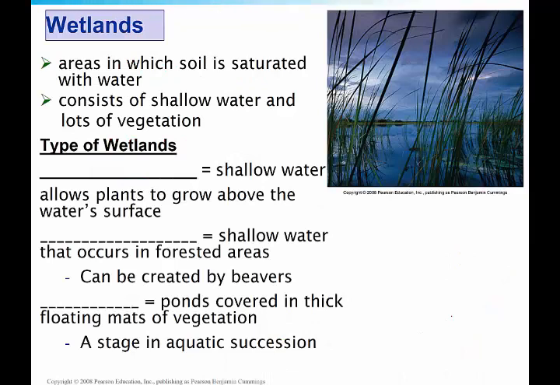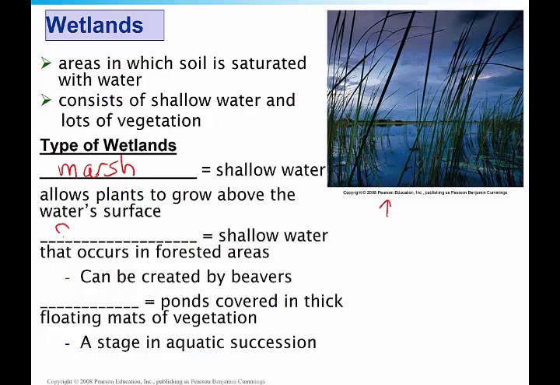Okay, some other places that you find water on land are wetlands. Wetlands are areas in which the soil is saturated with water. So usually you've got shallow water with lots of vegetation. Now there are different types of wetlands, and one type is called a marsh. Marshes usually have shallow water with plants that grow above the surface. So this looks like a marsh over here.